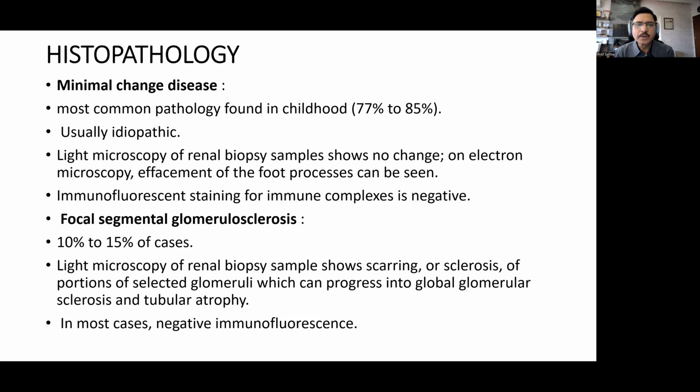In FSGS, it accounts for 10 to 15% of cases. In light microscopy, we can see scarring or sclerosis, which can later progress to global glomerular sclerosis and tubular atrophy. And there is negative immunofluorescence. Yes, that is another important point. Just like the minimal change disease, it is not an immune-mediated thing. So immunofluorescence is negative, and there is a focal glomerular sclerosis to start with, and around 10 to 15% of patients fall into this category.